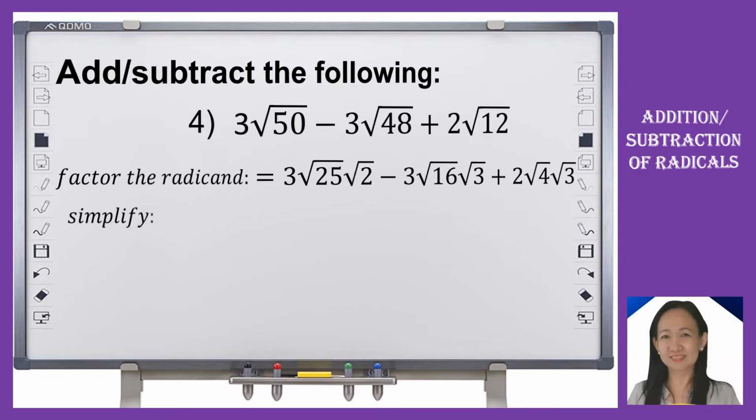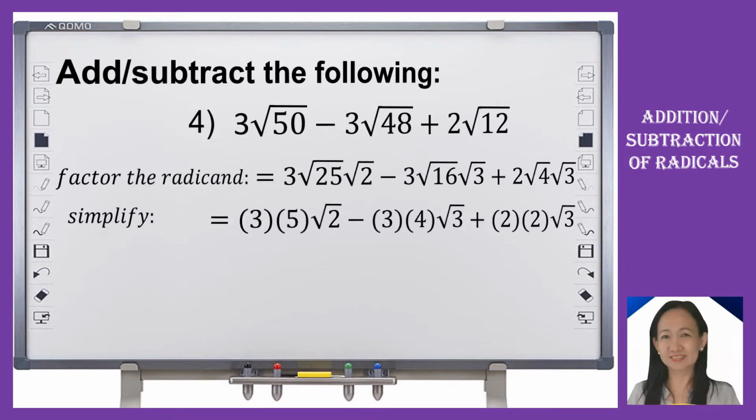Then let us simplify the perfect squares. So, the square root of 25 is 5. The square root of 16 is 4. And the square root of 4 is 2.